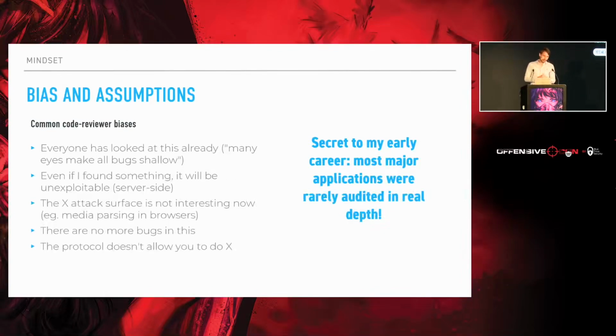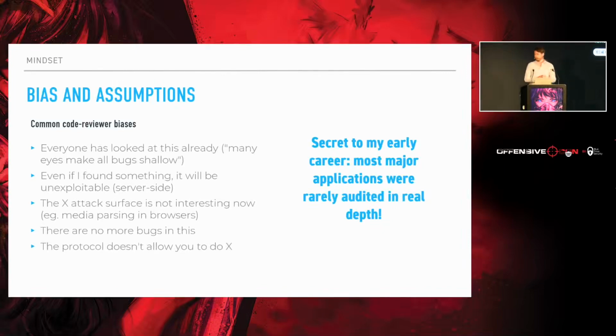Another bias that I think some people fall for from time to time, and I've fallen for this one a lot, is that even if I found something, it will be unexploitable. So there was this period of time where the entire research community basically went from finding server-side bugs to client-side bugs, and it was around the introduction of ASLR and DEP and some of those related mitigations. That wasn't the only reason. People were starting to realize how rich the client-side attack surface was, compared to the server-side surface, which was in general a lot smaller.